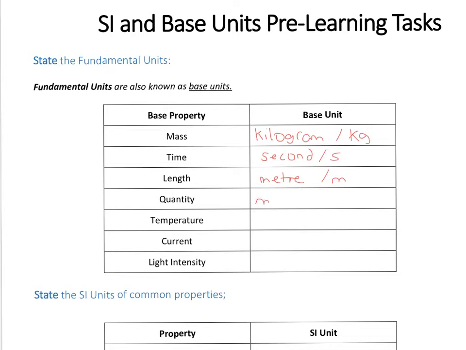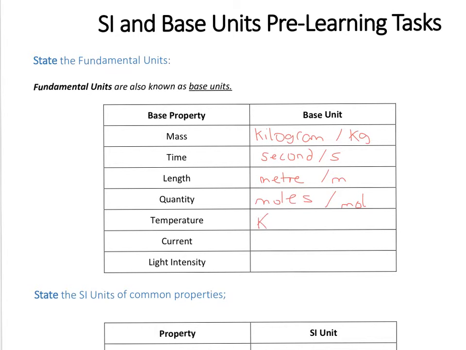Quantity, we measure in moles, so 1 mole is 6.02 times 10 to the 23 molecules or atoms, so that's how we measure the quantity of things. You'll use that more in chemistry than you will in physics, actually, but we'll get to that in the Year 13 course. And it's not given a symbol, it's just called moles, or you might sometimes see it abbreviated to mol.